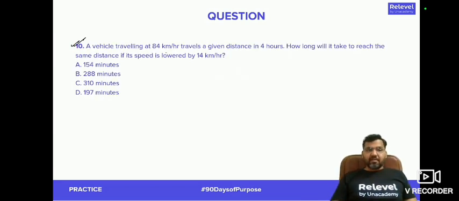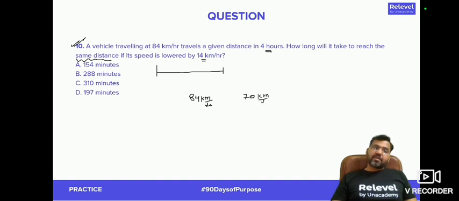A vehicle traveling at 84 km per hour travels a given distance in 4 hours. How long will it take to reach the same distance if its speed is lowered by 14 km per hour? Now again, you can see that the distance traveled is the same. A particular distance, right? This is the distance. First, the vehicle is traveling this distance at a speed of 84 km per hour. And then how long will it take to reach the same distance if its speed is lowered by 14? That means the new speed is 70 km per hour.